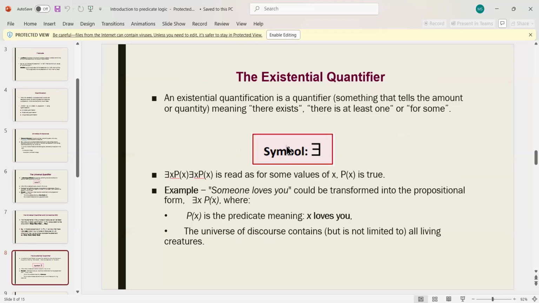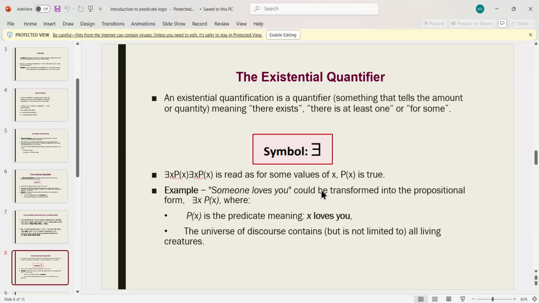Existential means not all, only some. An existential quantification is a quantifier, something that tells us amount or quantity, meaning there is at least one or for some, not all. So this is the symbol. You can say there exists x, p of x. There exists x, p of x is read as for some value of x, p of x is true.